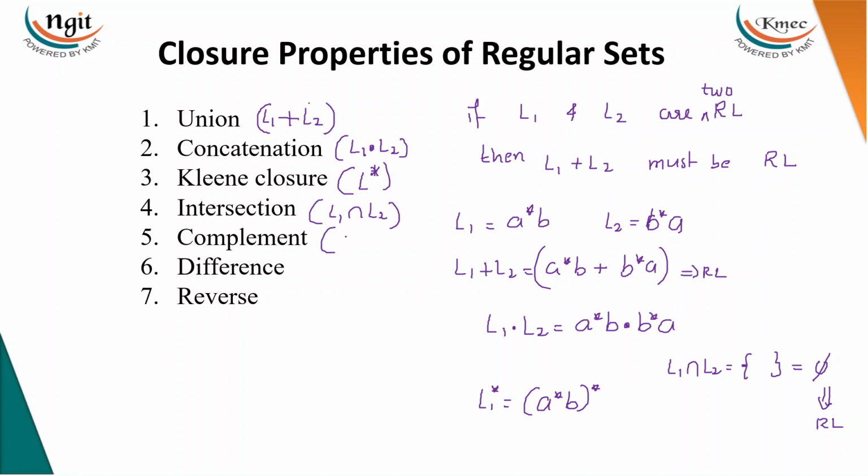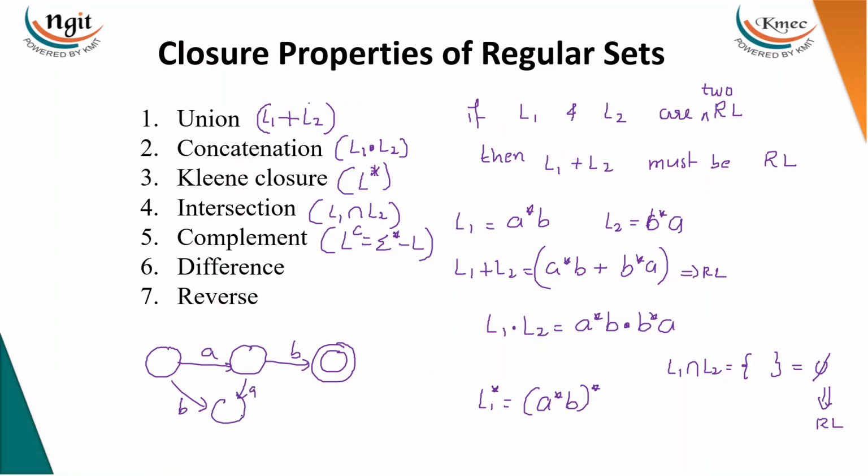So what does complement mean? L complement is nothing but sigma star minus L. For example, how to get the complement? See, you have strings that start with ab in our automata. It is very easy to explain with the finite automata. With transitions on b and on a, b. So what are the strings accepted by it? Strings that start with ab. The minimum is ab, then aba, abb, like that.